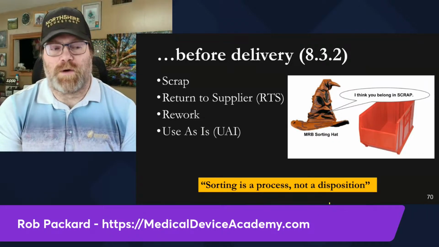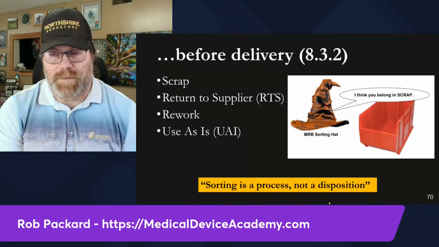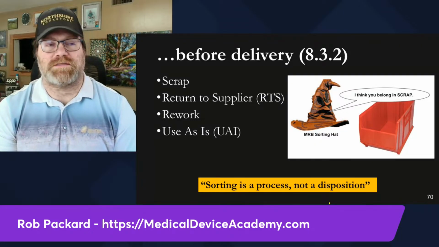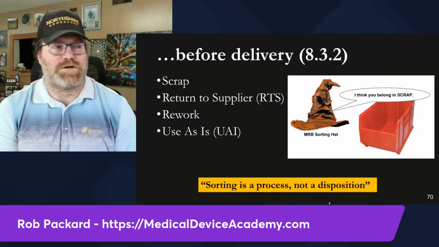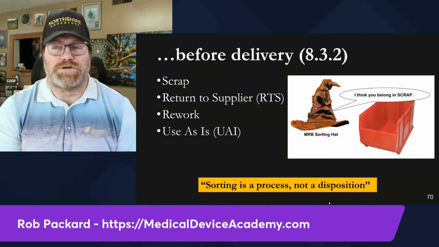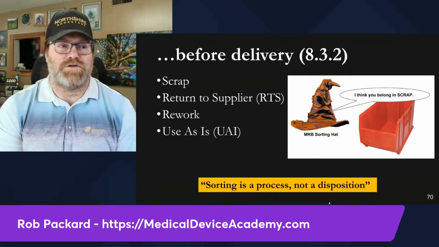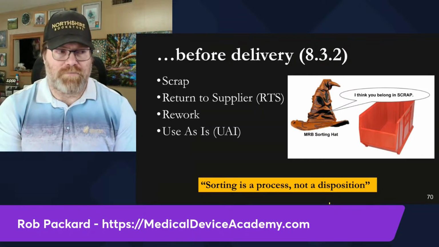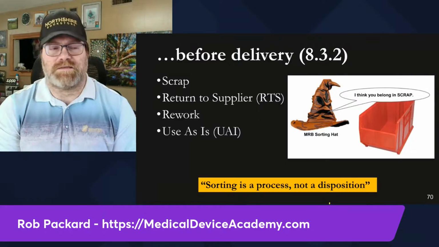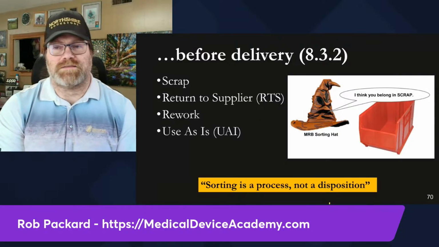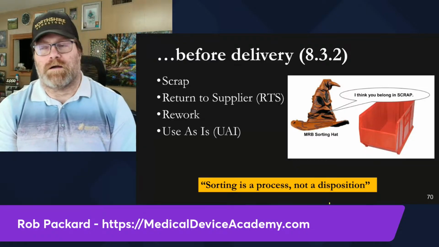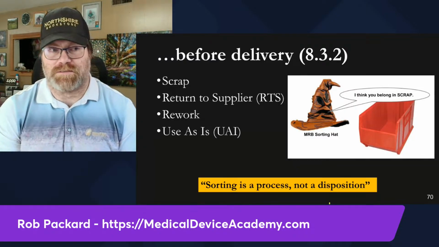Before delivery, if you identify something that's non-conforming, it's still under your control. It's still in your warehouse, still on your production floor. You can scrap it, return it to the supplier, return it to vendor, rework it, or use it as is. There are other statuses. Sorting is not a disposition. Sorting is an activity you're going to do to split it up into two or more dispositions.